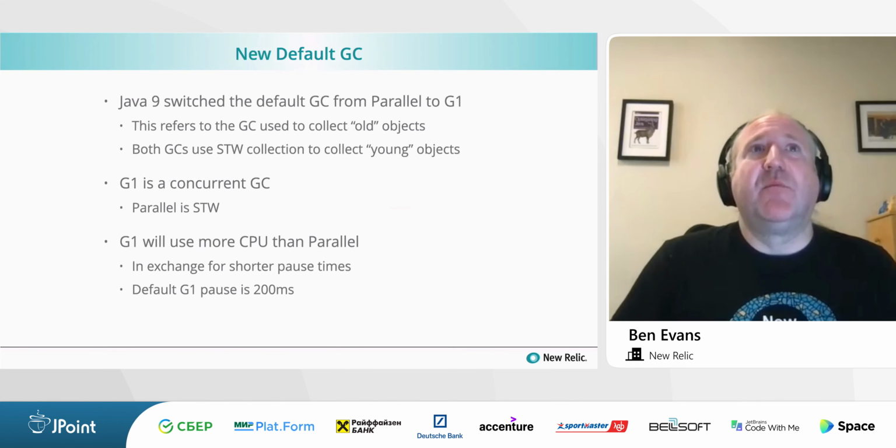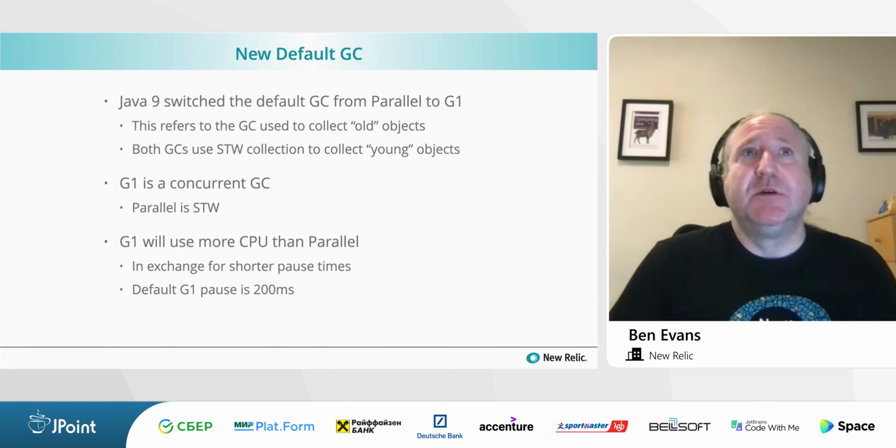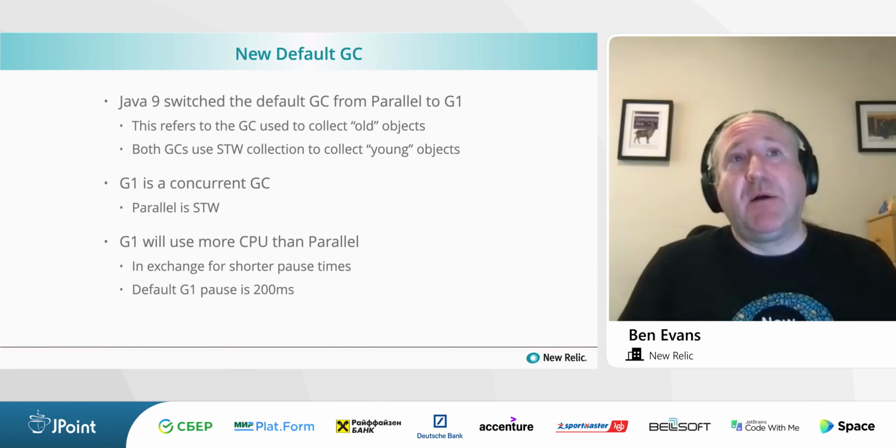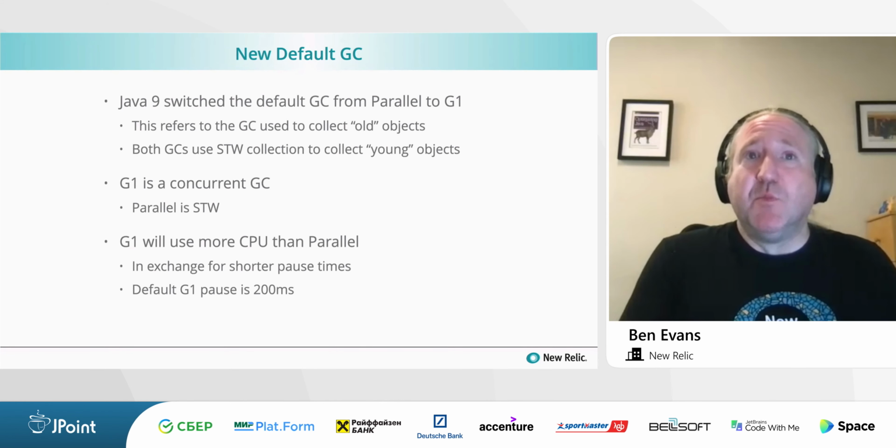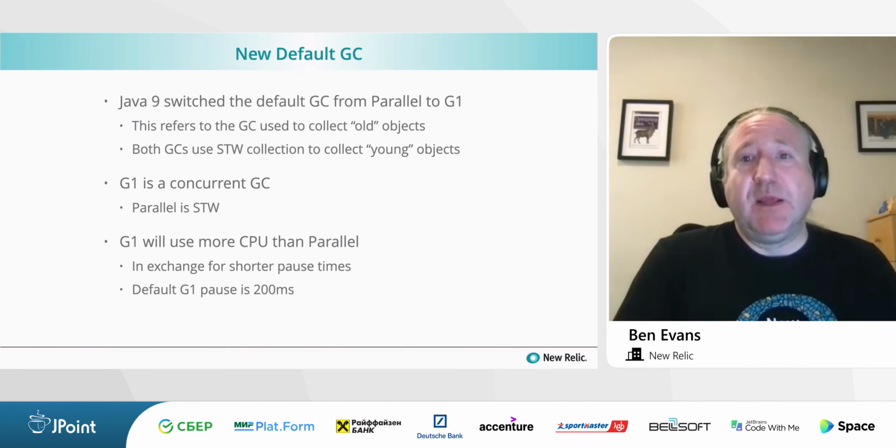So I think I've pretty much just said everything on this slide. So G1 is concurrent GC, parallel stop the world, and you use more CPU in exchange for shorter pause times, more consistency, and it being easier to tune.